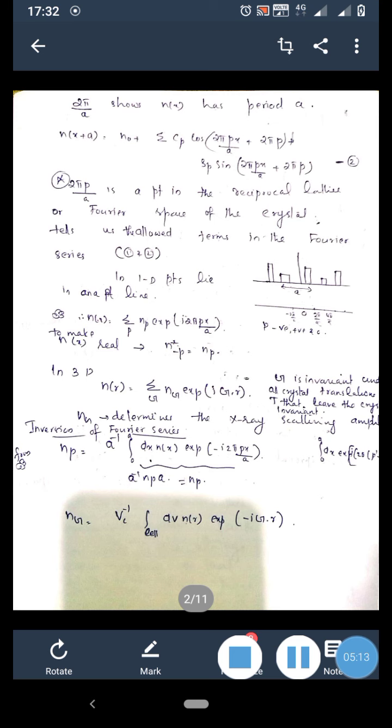Suppose we take in one dimension the values 2 pi p by a. Suppose we take different values for p, then for p equal to 0, you will get 2 pi into 0 by a, that is 0.